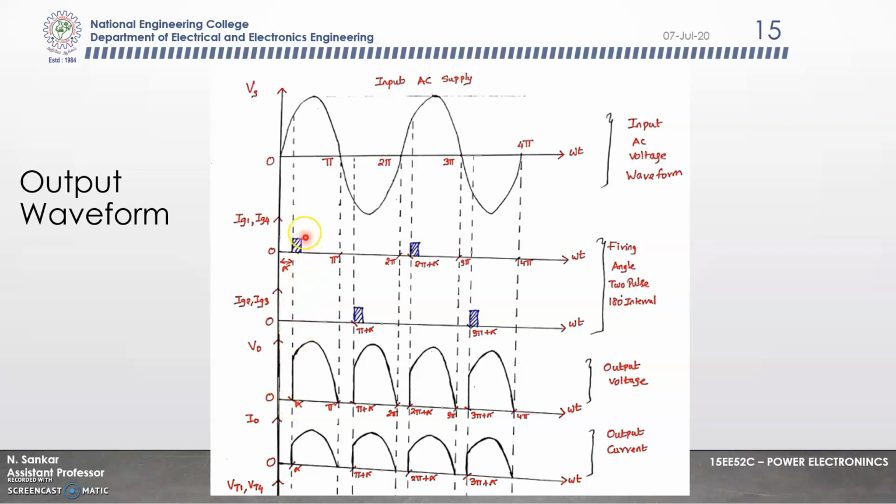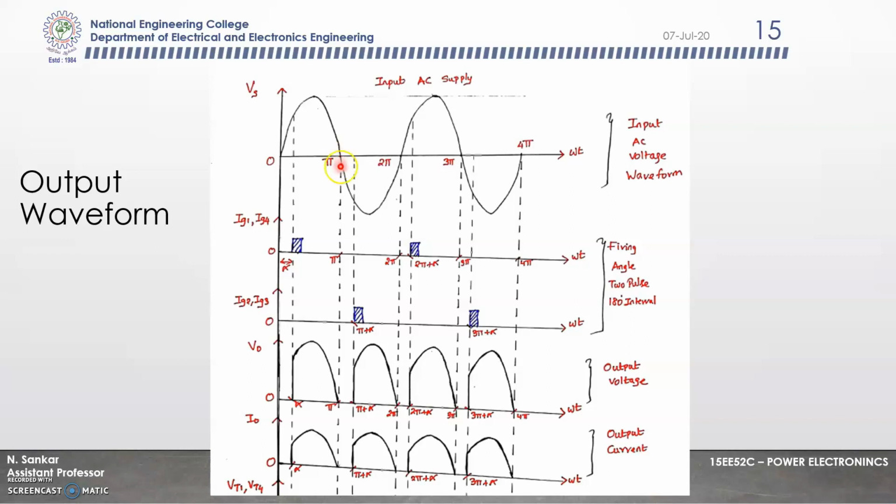At alpha we trigger SCR1 and SCR4, which makes SCR1 and SCR4 conduct. We already saw in the previous slide the flow of current when SCR1 and 4 are triggered. So the output will follow the input voltage. You can simply compare the input voltage and output voltage. After this point it gets rectified and follows our input voltage. Till this point SCR1 and SCR4 will conduct.